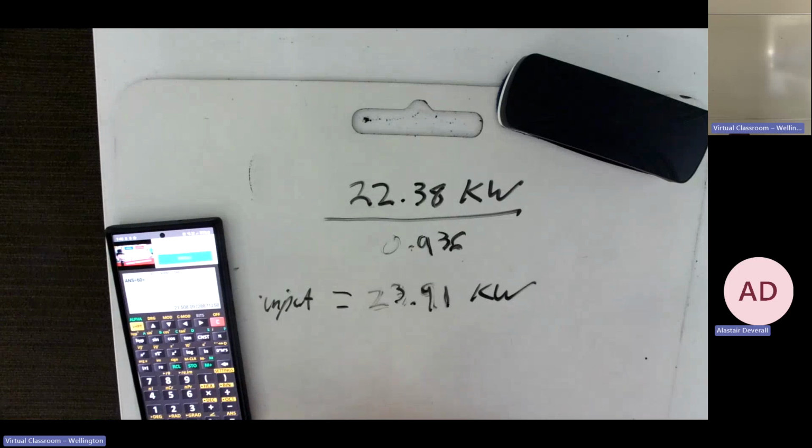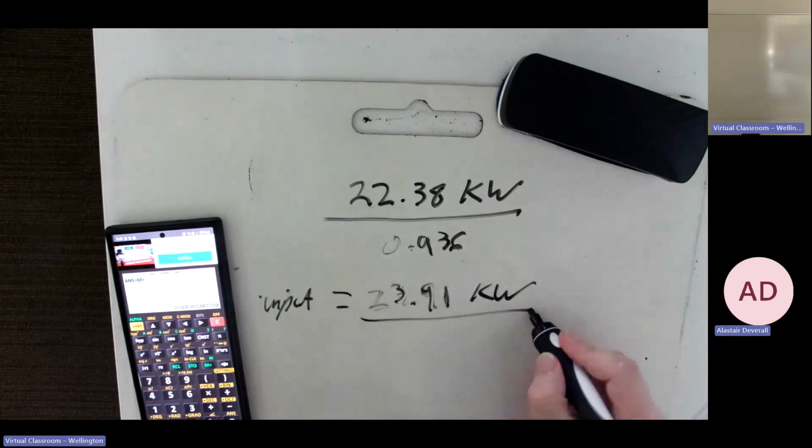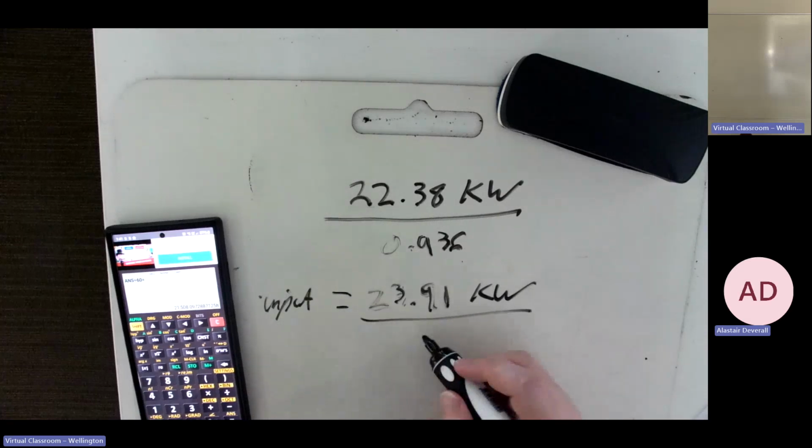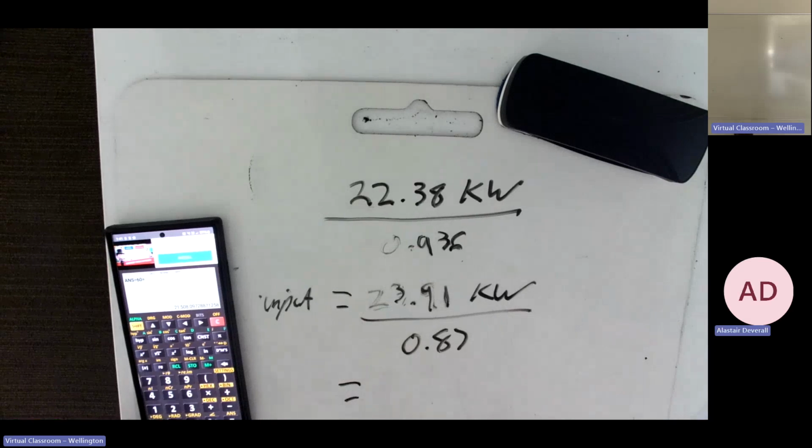Now, because we have a power factor, and our power factor is 0.87, we actually have to divide this input by 0.87 to get the total input power. So that gives us 23.91 divided by 0.87, which is 27.48 kilowatts. Now, we want the line current.